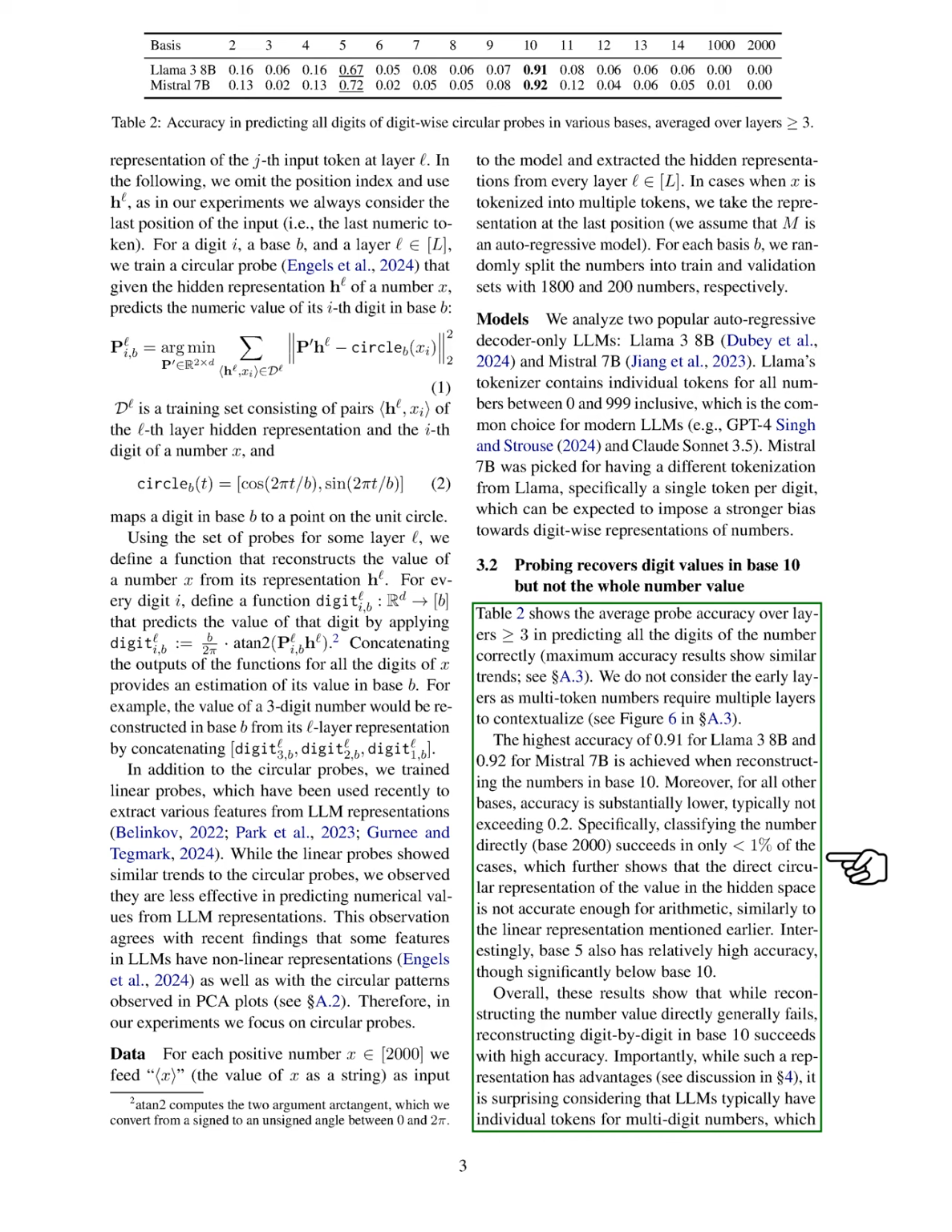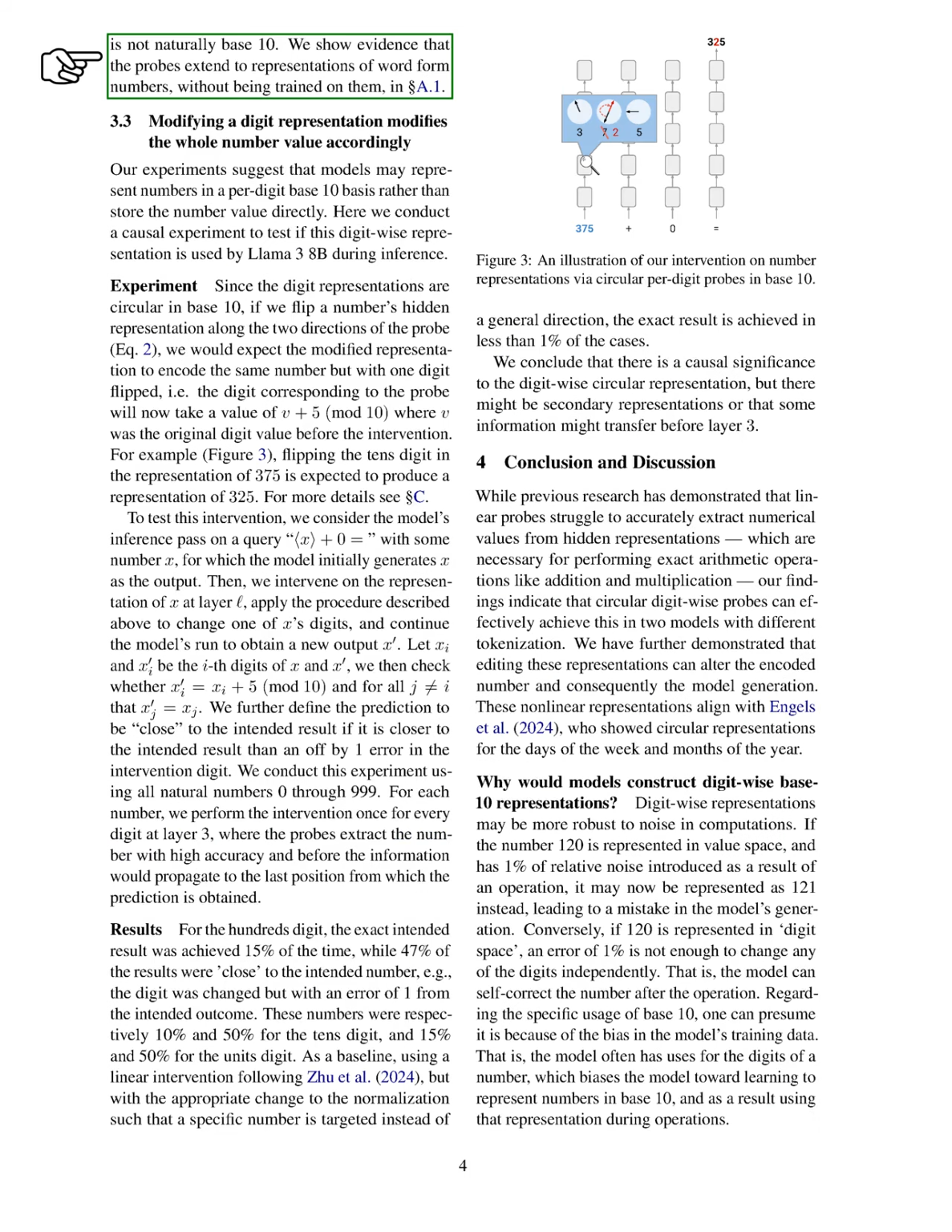Overall, our results demonstrate that while reconstructing the entire number value is generally unsuccessful, we can accurately reconstruct numbers digit by digit in base 10. This finding is surprising, given that LLMs typically use individual tokens for multi-digit numbers, which do not naturally align with base 10. We also provide evidence that our probes can extend to representations of word form numbers, even without specific training on them.